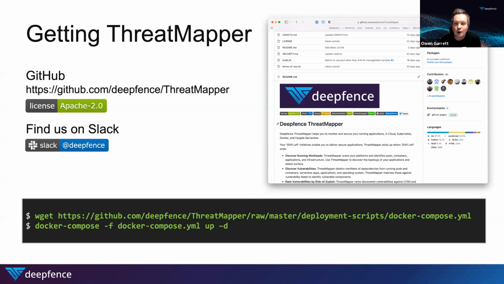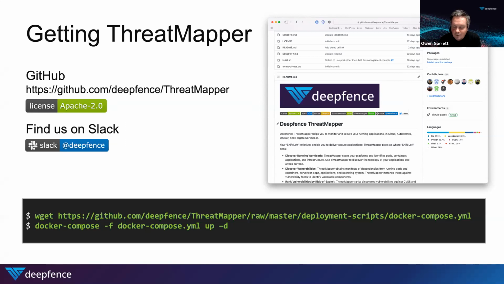ThreatMapper is and always will be 100% open source, licensed by the Apache 2 license. You'll find us in GitHub, Deepfence/ThreatMapper. You'll find us in Slack. Please join our Slack channel. If you need help, if you've got suggestions, reach out to us in Slack. Or indeed, if you come across issues or you have product ideas, let us know through GitHub.